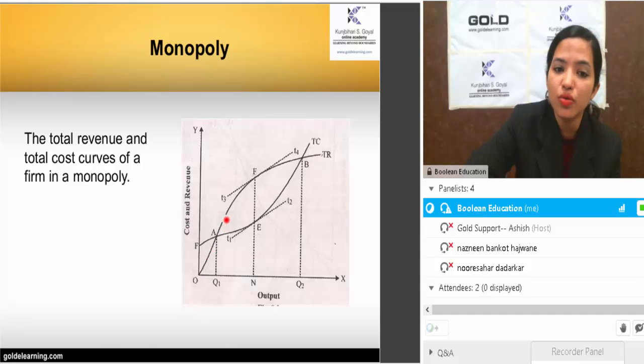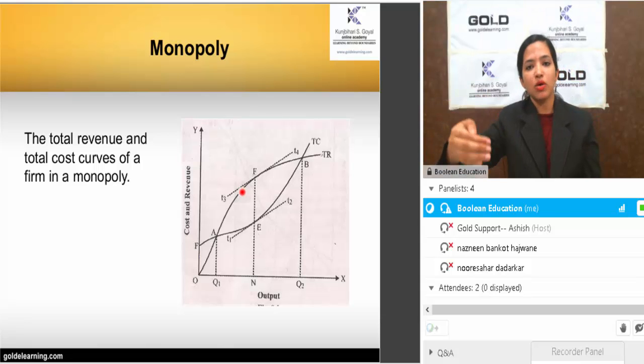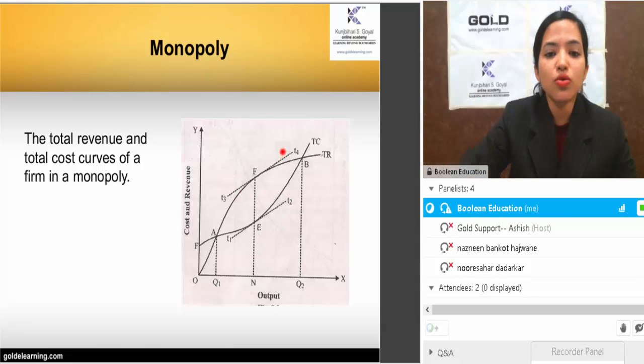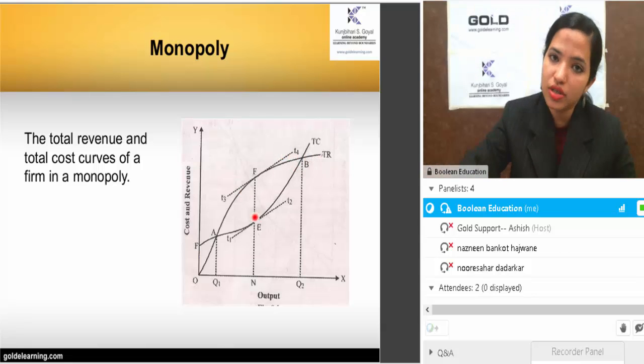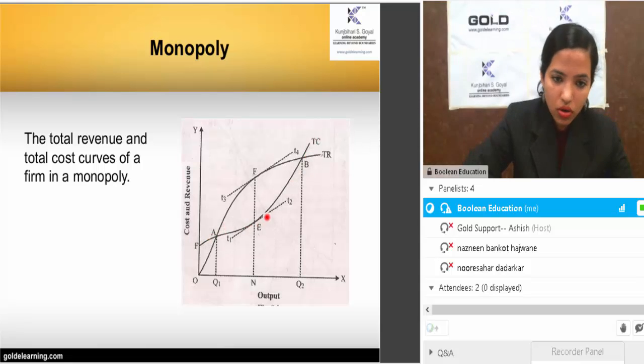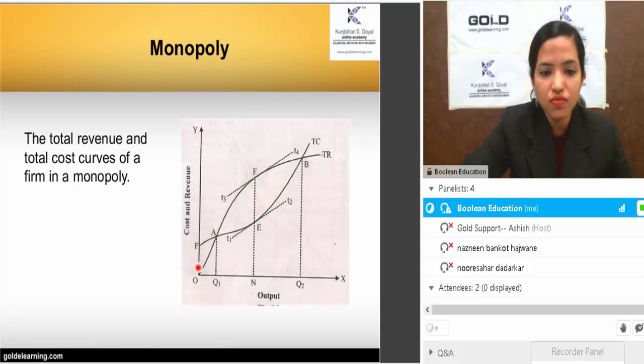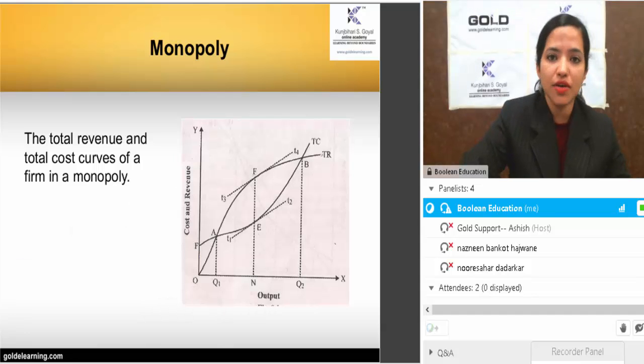So his total revenue will increase at a diminishing rate because for every commodity he sells in the market, he is gradually reducing the price, right. Hence the total revenue curve is increasing at a diminishing rate, whereas the total cost curve is also increasing here. So this is your total cost curve and total revenue curve, which is starting from the origin. Remember, always when you draw a diagram, the total cost curve will never start from the origin and the total revenue curve will always start from the origin.